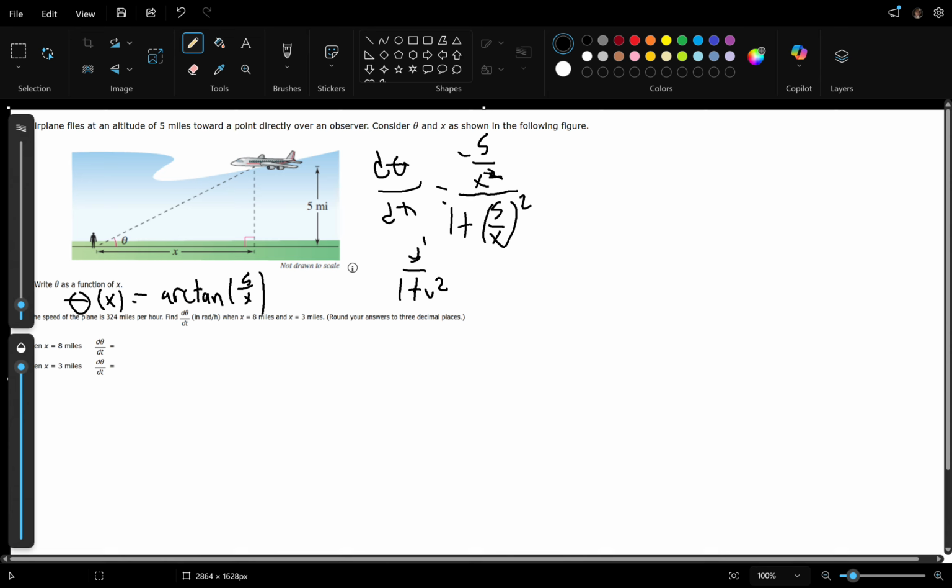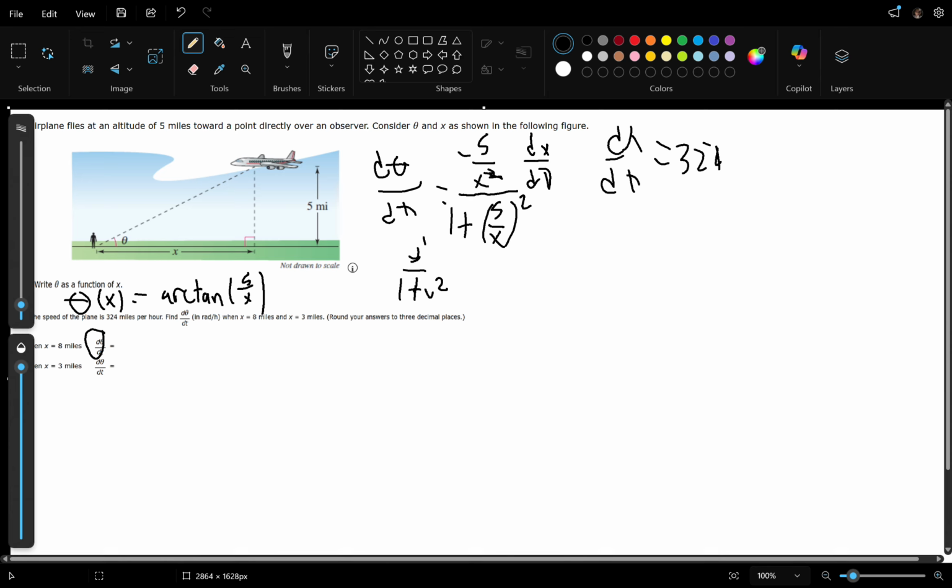And so because we took the derivative of 5 over x, we have to add the dx dt, and so the dx dt is going to equal 324 miles per hour, because that's the change. And so we already have x, we already have the dx dt. So to find this right here, we just plug in the numbers.